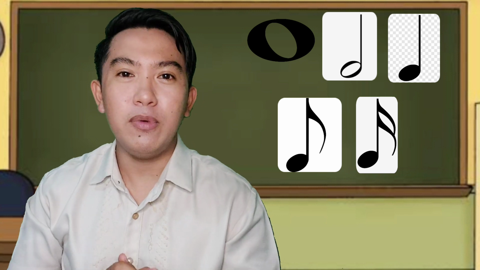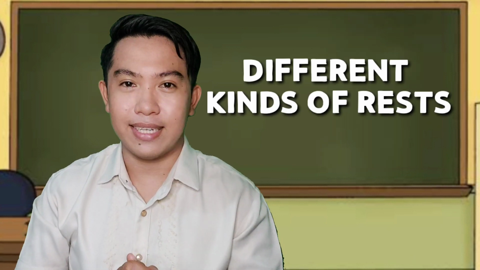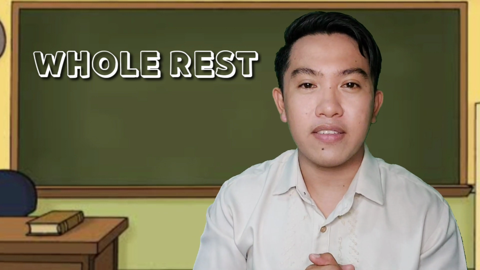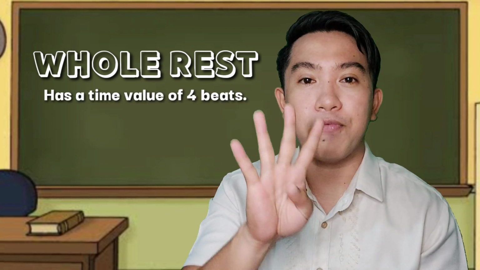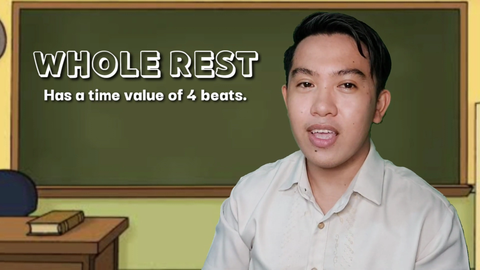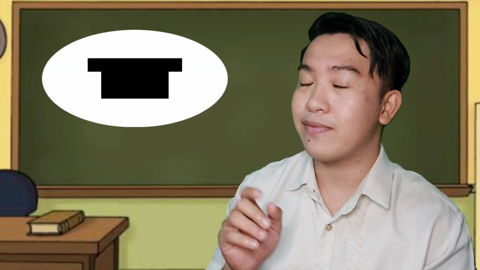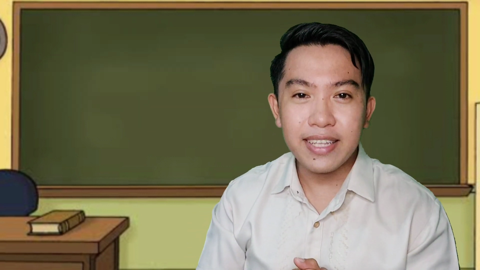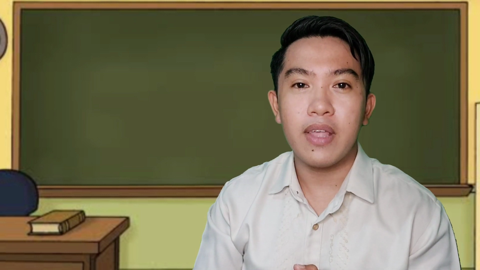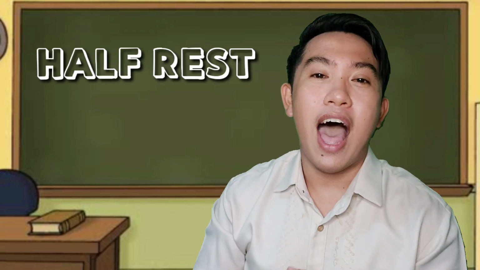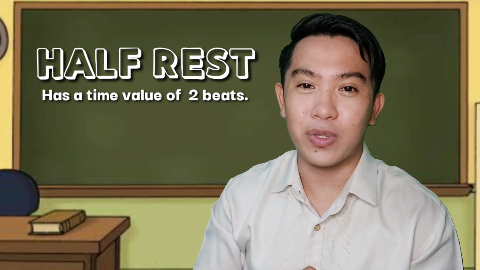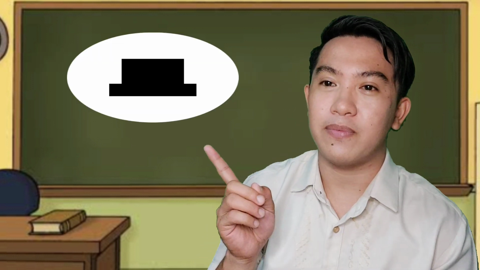And now, let's move on with different kinds of rests. The first kind of rest is what we call whole rest. A whole rest, just like a whole note, has a time value of 4 beats. And it looks like this. Okay, let's move on with the next kind of rest. The next kind of rest is what we call half rest. A half rest has a time value of 2 beats, just like a half note. And it looks like this.